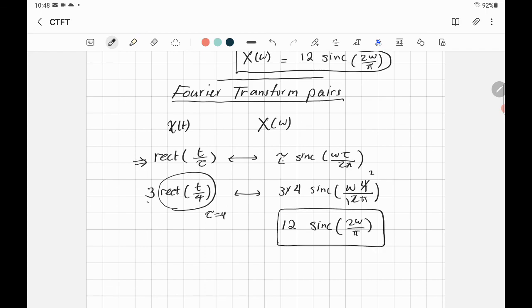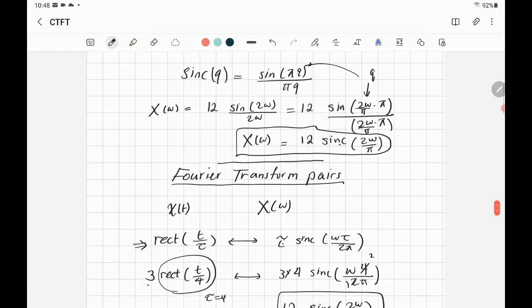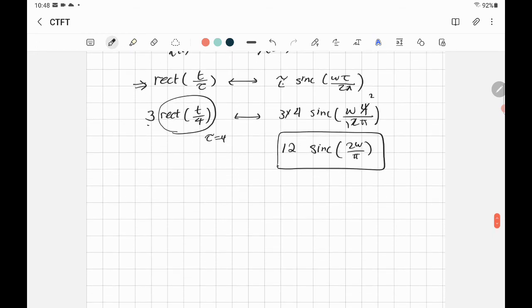You see, I didn't do an integration, I just used a table. What did we get when we did the integration? 12 sinc 2 omega over pi. It's the same result. So this example is good for how to use the integral form to find the Fourier transform, and also how to use the table and adjust it.